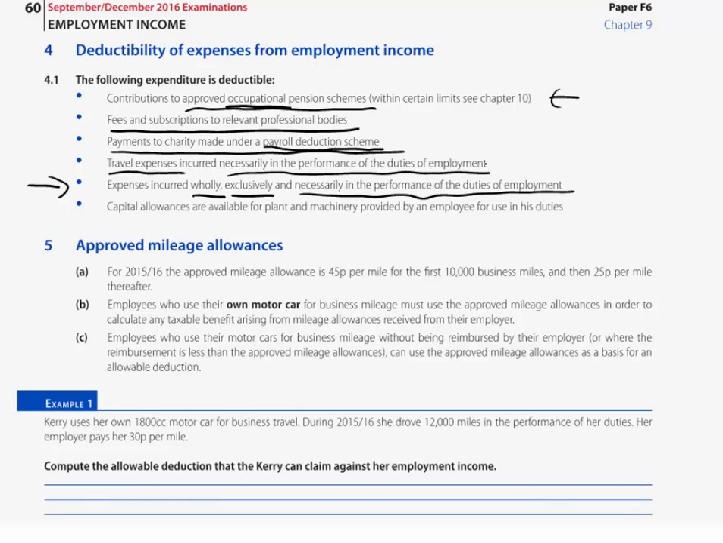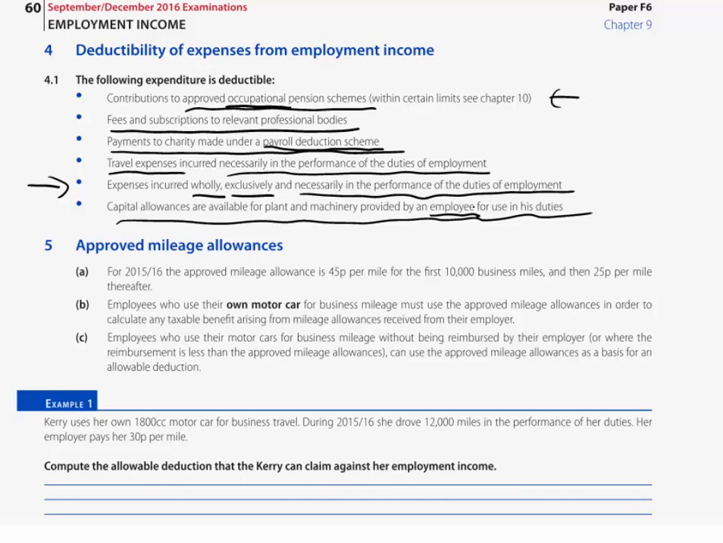Now, those are your main examples. Again, remember the generic rule: for an expense incurred by an employee to be an allowable deduction against their employment income, they must be incurred wholly, exclusively, and necessarily in the performance of the duties of employment. Another possibility, remote though it may be, capital allowances are in fact available for plant and machinery provided by the employee for the performance of his duties of employment.